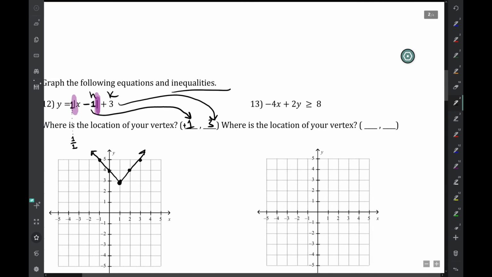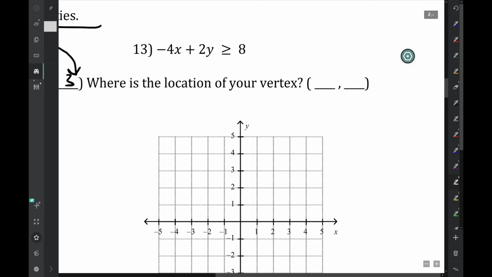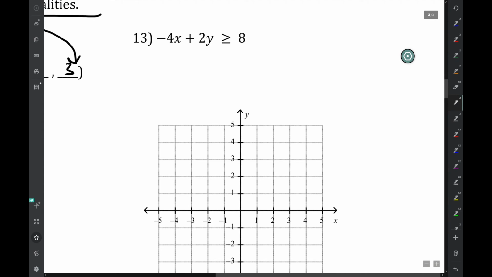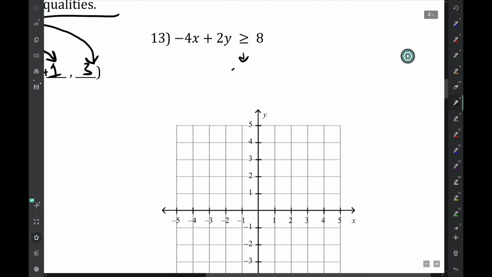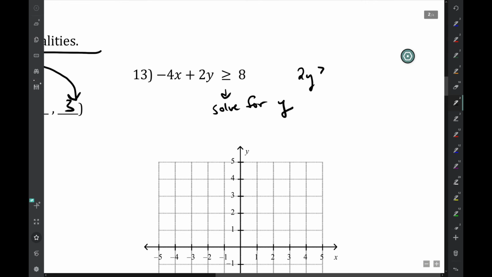Over here, negative 4x plus 2y is greater than or equal to 8. Location of the vertex, there actually is none because it's not absolute value, so we don't actually need to worry about that. There is no vertex. But instead, let's solve for y. Okay, so we have 2y is greater than or equal to 4x plus 8. We're going to divide each side by 2. Y is greater than or equal to 2x plus 4. Again, I just divided everything by 2.